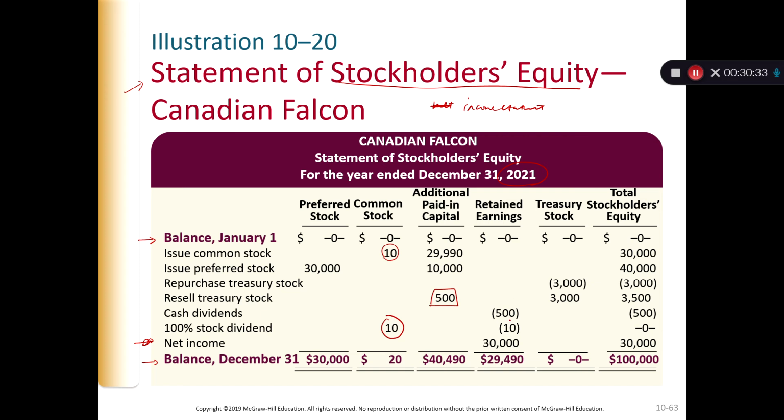And at the same time, they also distributed cash dividends of $500, and they also had a 100% stock dividend again. They issued $10 worth of common stock, right? Remember, this is one journal entry. Remember, debit stock dividend and credit common stock.